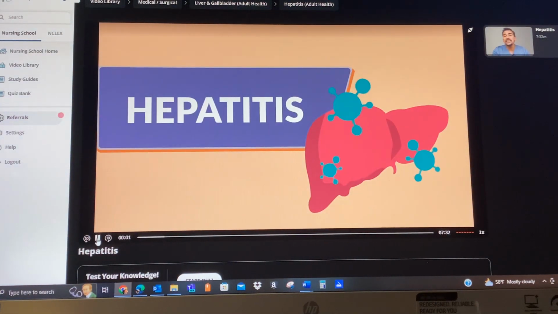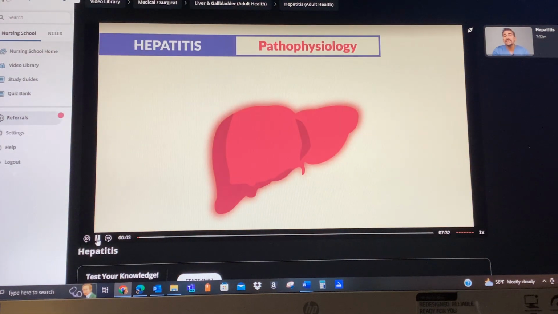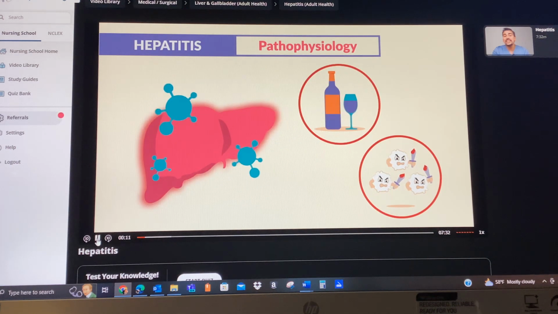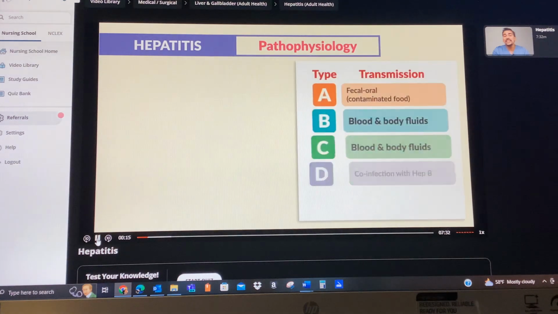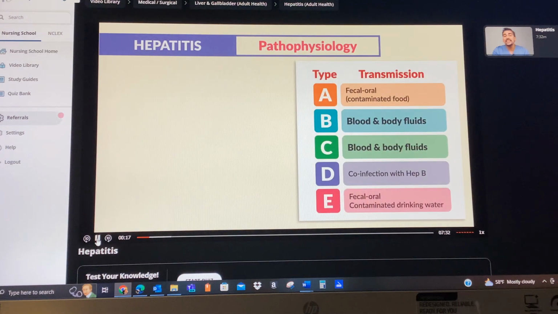Now for hepatitis. This condition refers to inflammation of the liver, commonly caused by a viral infection. And non-viral causes are typically caused by alcohol and even autoimmune diseases, where the body attacks itself. Now there's 5 different types of hepatitis: A, B, C, D, and E. But really the most tested here are B and C, so I bolded them here.